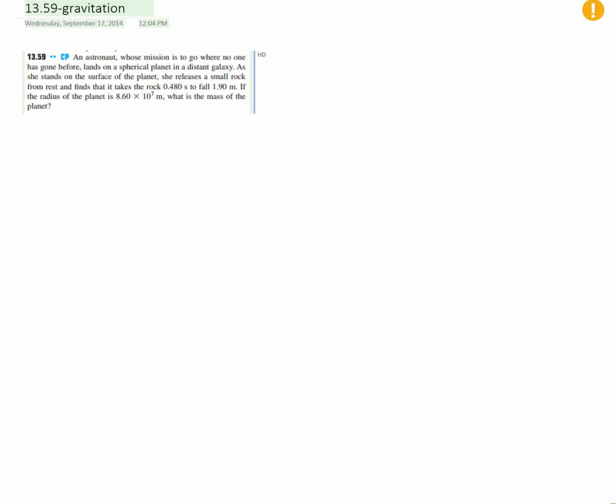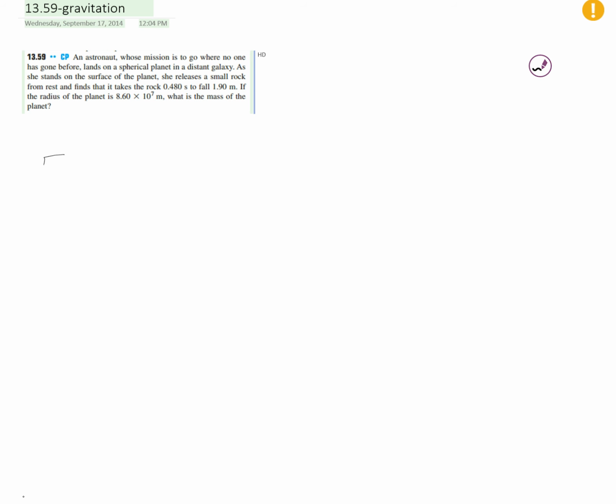Alright, problem 59 says we have an astronaut whose mission is to go where no one has gone before, and whatever. We have a rock that's going to take 0.48 seconds to fall 1.9 meters. We're given the radius of the planet, and we want to find the mass of the planet.